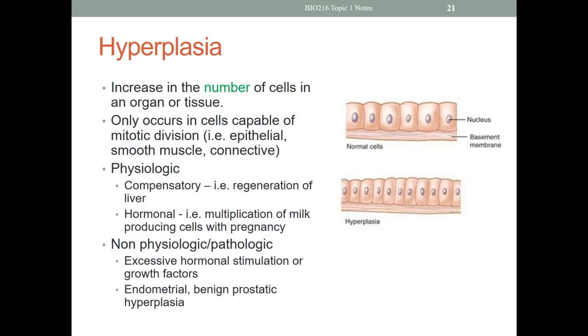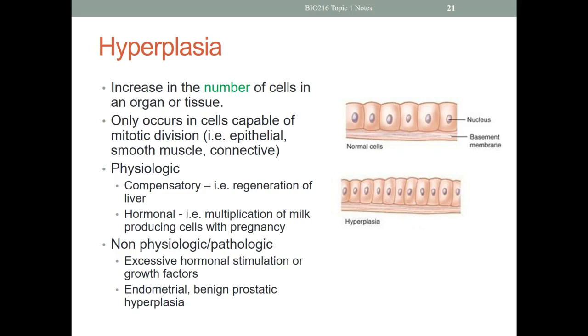Hyperplasia is an increase in the number of cells in an organ or tissue. So this can only occur in cells that are still capable of mitotic division. These are epithelial cells, smooth muscle, and connective tissues. We can also have a physiological or pathological hyperplasia as well.